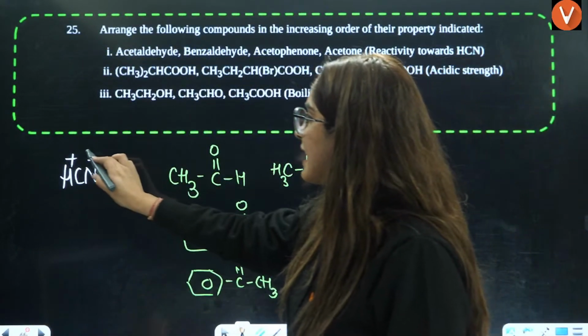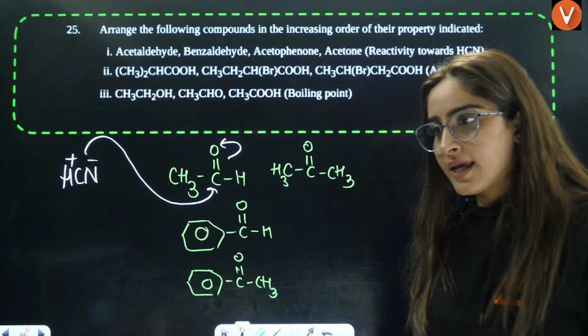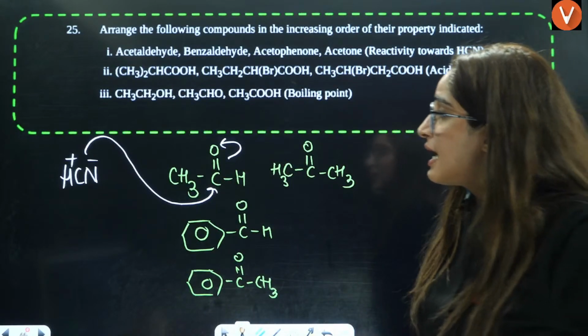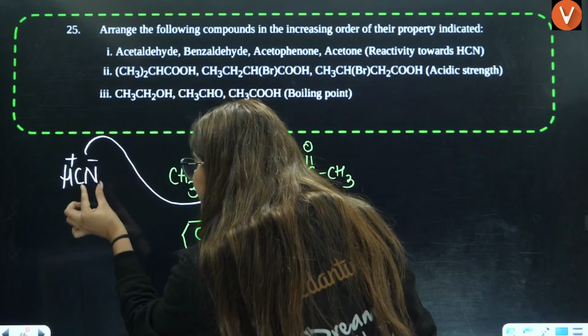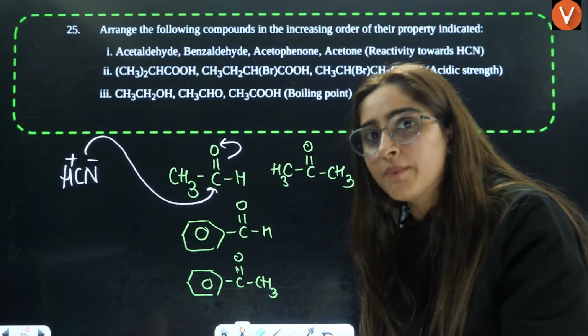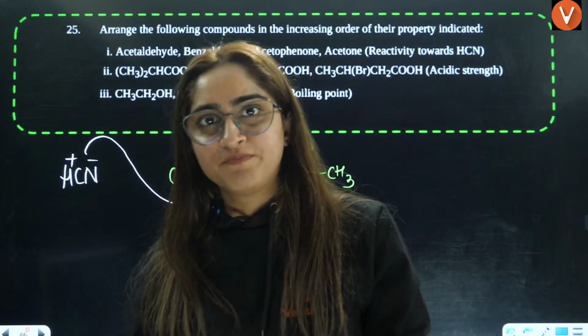What will happen? The negative part will attack here, and electrons will jump here. If I want this negative part to attack here, it is like giving someone money: that means they should be electron deficient. Okay?